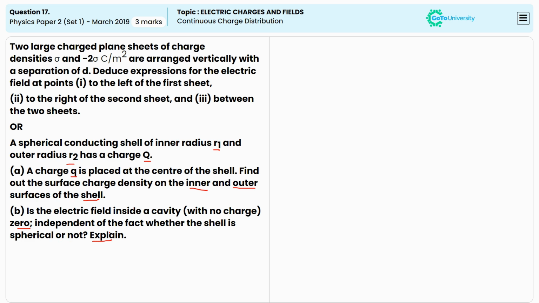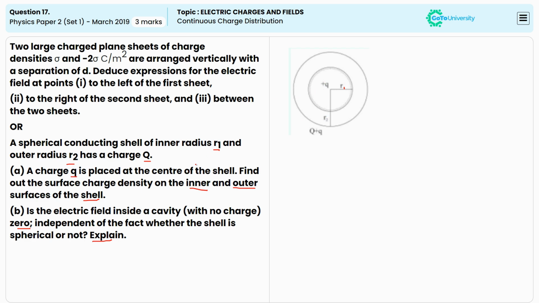Okay, so we'll see the diagram here. So this is the diagram. This is a spherical shell. The inner radius is R1 and the outer radius is R2. And the charge is Q.